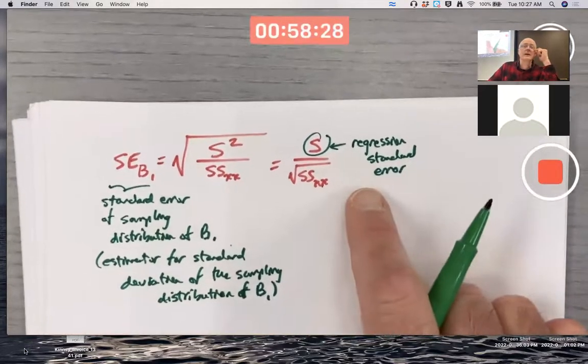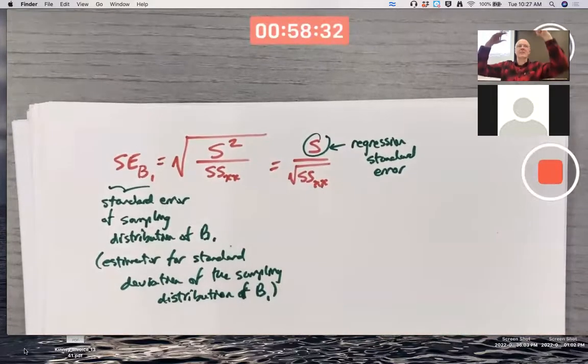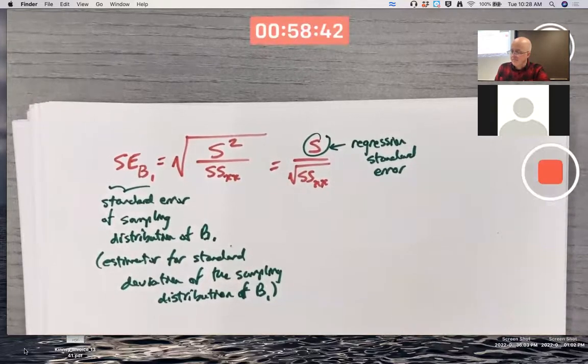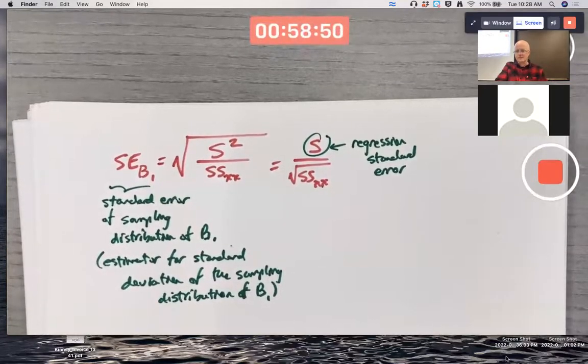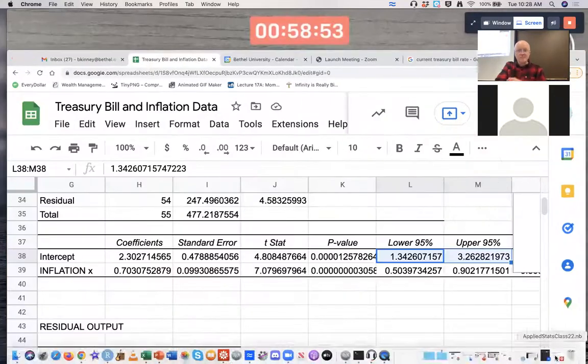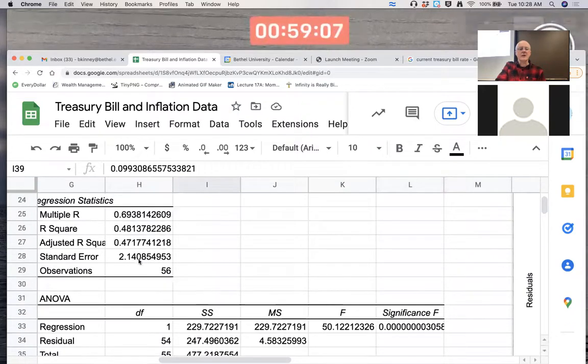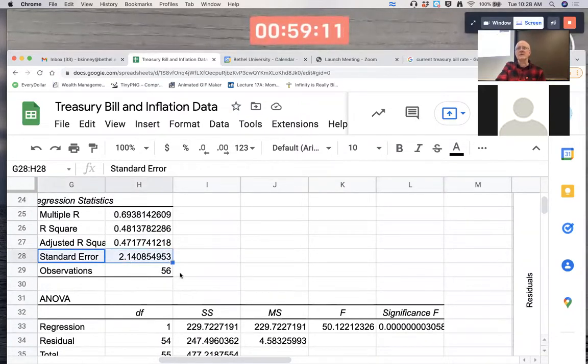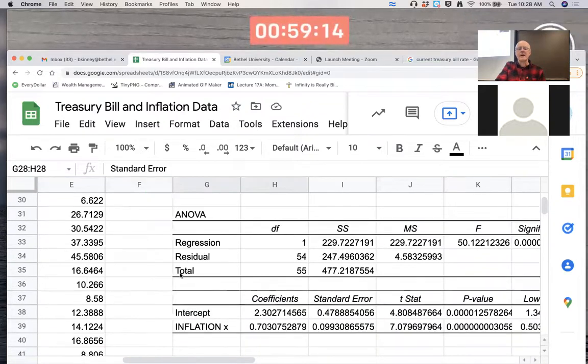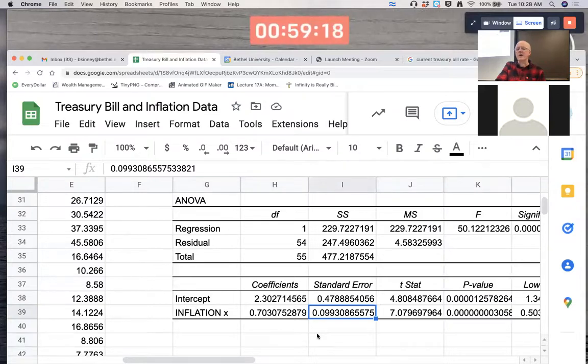The spreadsheet output gives the regression standard error. We saw that, remember, in the output, in the top part. There was something labeled regression standard error. We will look at that again. Does the spreadsheet output give this standard error as well? Yeah, it's right here. Standard error for the slope. There's its observed value. Up here, there's the regression standard error, 2.14085. Down here, standard error of B1.